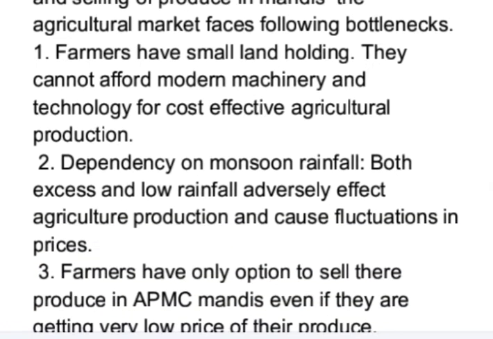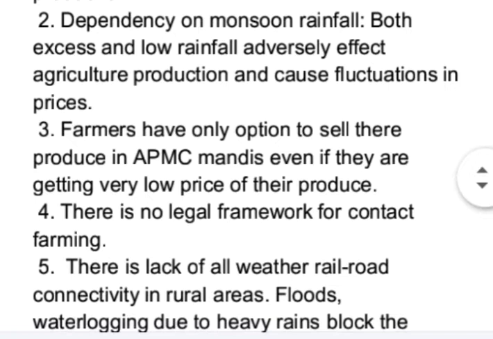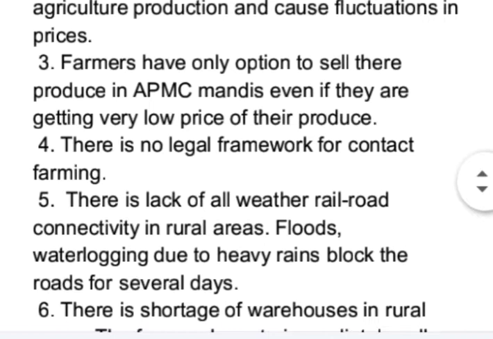Second is that in India there is a heavy dependency on monsoon rainfall. Both excess and low rainfall adversely affect the agriculture production and cause fluctuation in prices. Another important one is that farmers have only the option to sell their produce in APMC mandis even if they are getting a very low price of their produce. There is no legal framework for contract farming. There is lack of all-weather road connectivity in rural areas.